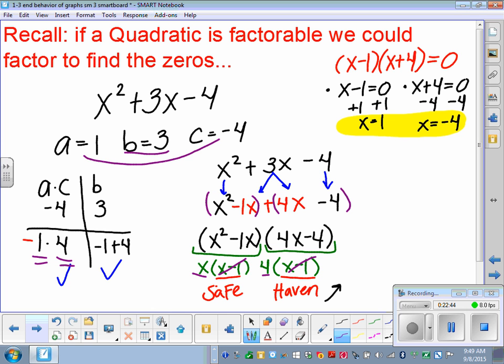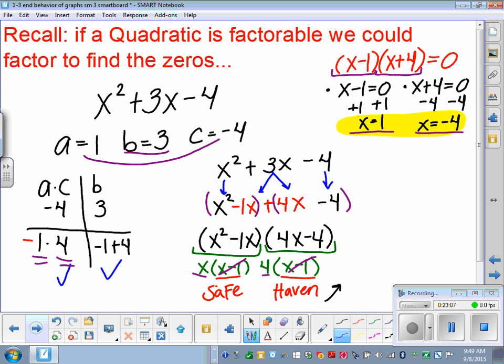Does everybody remember getting to that? Then we set our factors equal to 0. The zero product property said we could set each of those equal to 0. So we split them up, setting that equal to 0 and setting that equal to 0, and then solving for x in each case. And we got 2 solutions. It crossed the x-axis at positive 1 and negative 4. So we went through all this process to find the x-intercepts.